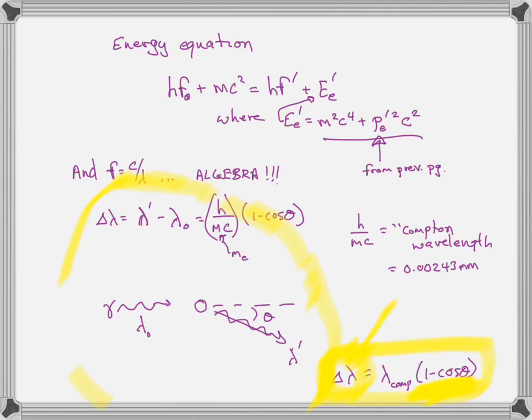First of all, if theta is 0, in other words, if the photons are not scattered at all, then they go straight through without being scattered. With theta equals 0, the cosine of 0 is 1, and the change in wavelength is 0. So if they go straight through and they're not scattered, that means they haven't deflected off an electron, and their change in wavelength is 0.